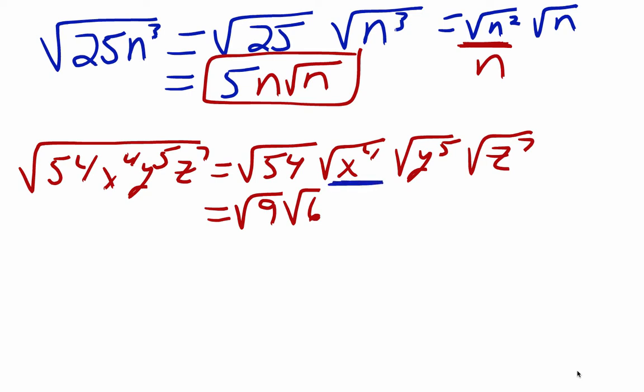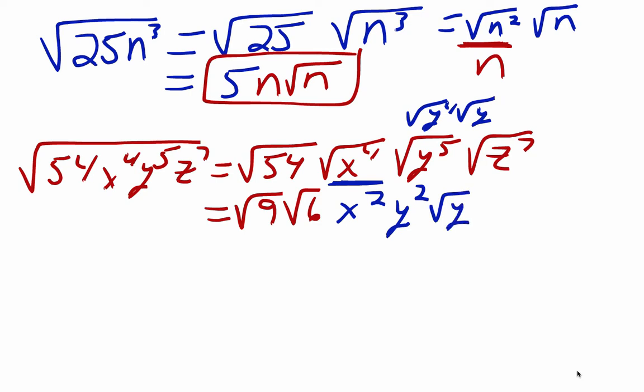Here we can take square root of x to the fourth. So once again, just divide it in half. So we have x squared. Here, this would be square root of y to the fourth times y to the first, or square root of y. So, square root of y to the fourth, divide by 2, so we have y squared, and then we have to bring along the y.